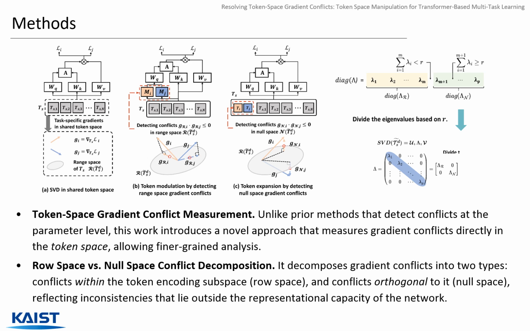Our first step is to measure conflicts directly in token space, not in the parameters. This lets us see where tasks actually collide inside the representation. We then decompose conflicts into two types. If gradients disagree within the token encoding subspace, we call it a row space conflict. If they disagree in a direction orthogonal to what the encoder currently represents, we call it a null space conflict. This tells us what to fix and where to fix it.